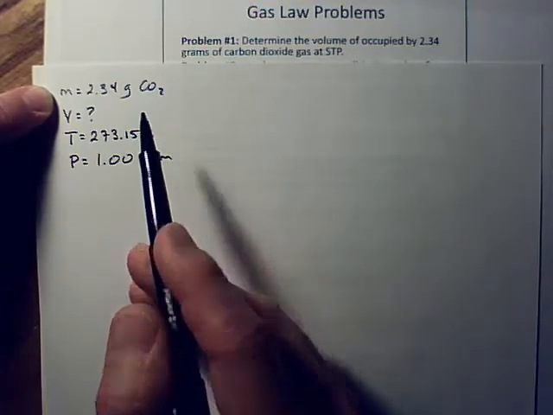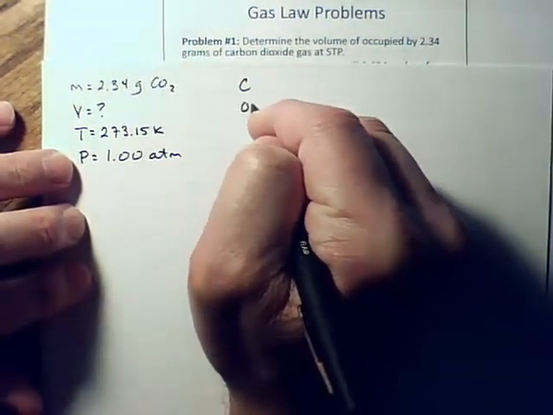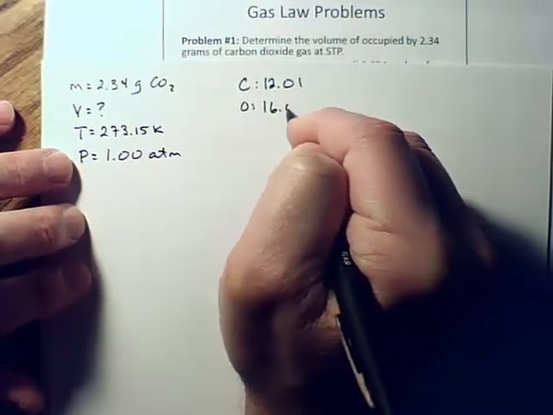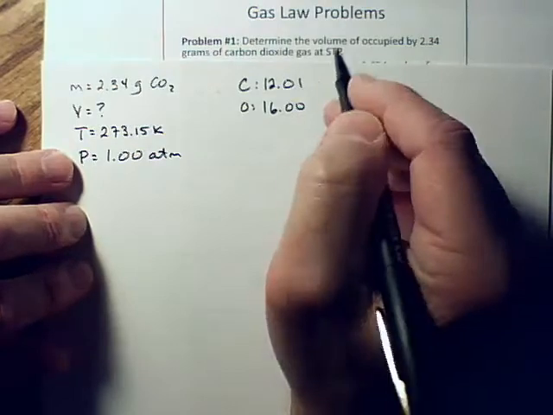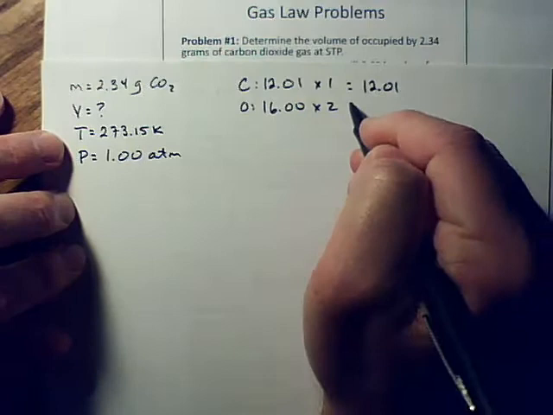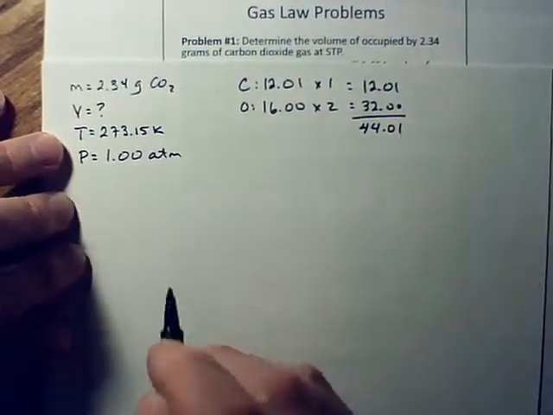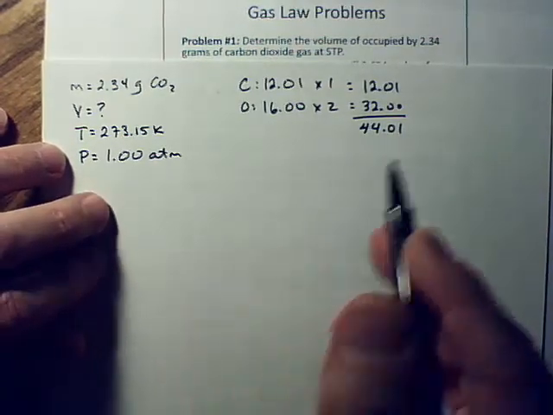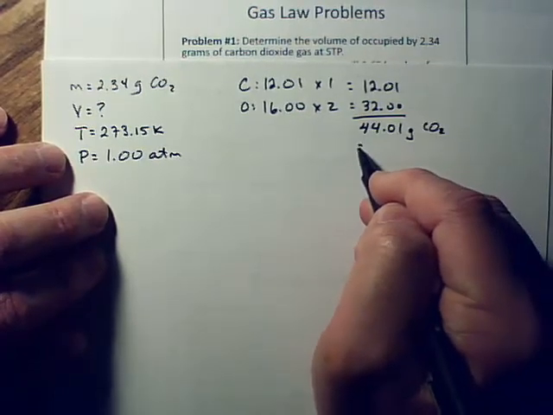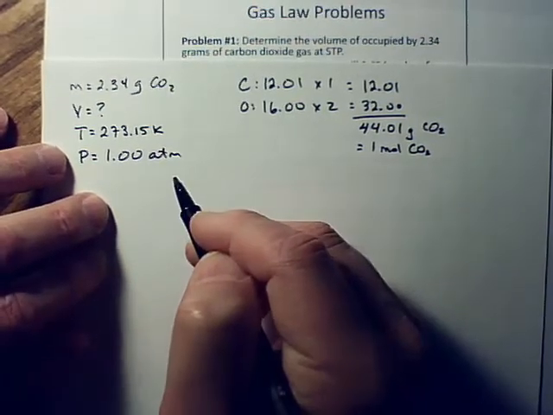All right, let's calculate the molar mass of CO2. Carbon, oxygen. Carbon is 12.01. Oxygen is 16. We've used that so much you've got it memorized, haven't you? Now that's 44.01 grams CO2 equals 1 mole of CO2. All right? That's the way I taught you to do it. Make sense?